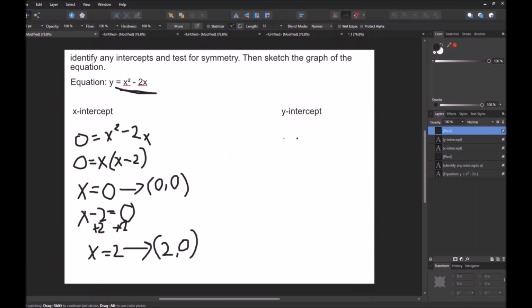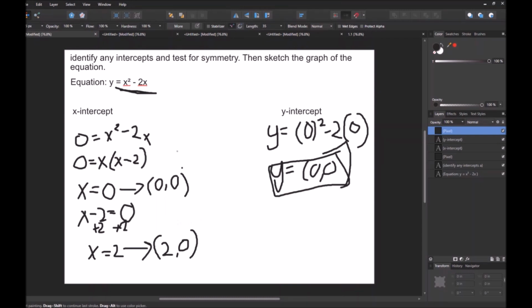So now to find the y-intercept, we do a similar process, except we're just going to plug in 0 for x, because the y-intercept is where the graph crosses the y-axis. So on a parabola like this, if it's crossing the y-axis, we know the x point has to be 0. So we plug in 0 for x, and we have y equals 0 squared minus 2 times 0. Well, 0 squared is 0, and negative 2 times 0 is 0, meaning our y-intercept is going to be at 0, 0.